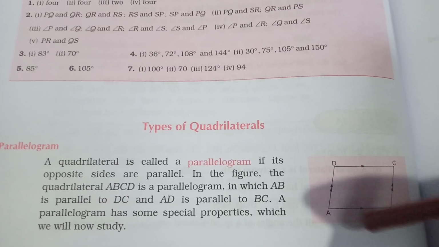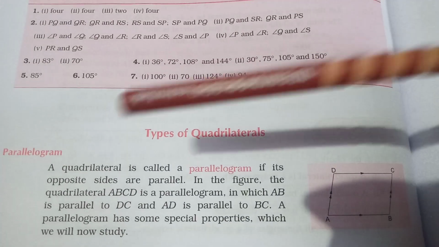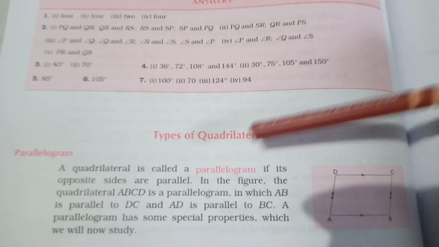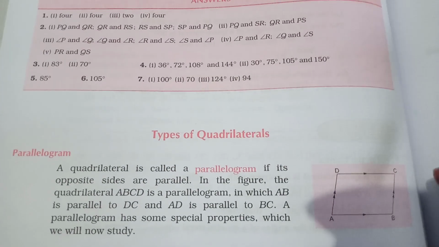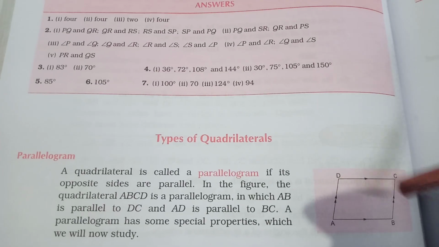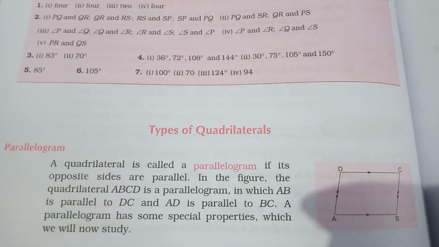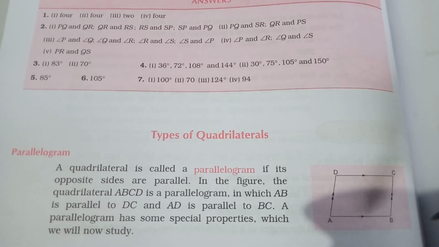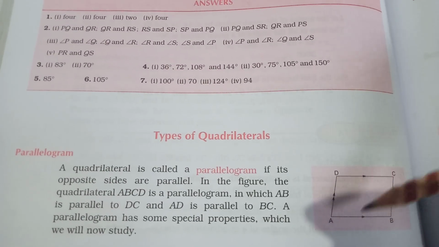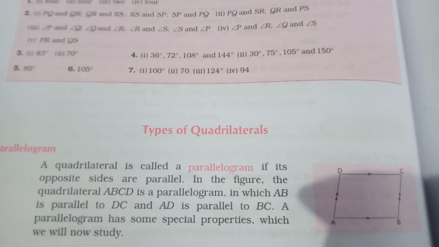So here you can see this parallelogram ABCD, and a quadrilateral is called a parallelogram if its opposite sides are parallel. Here you can see the opposite sides are parallel. In the figure, quadrilateral ABCD is a parallelogram in which AB is parallel to CD and AD is parallel to BC. A parallelogram has some special properties.